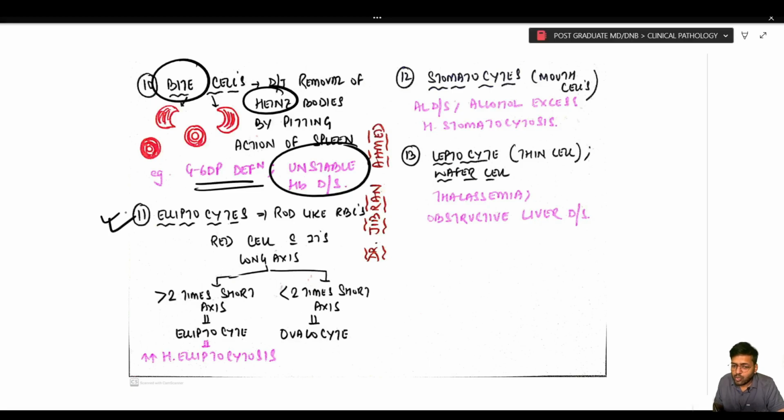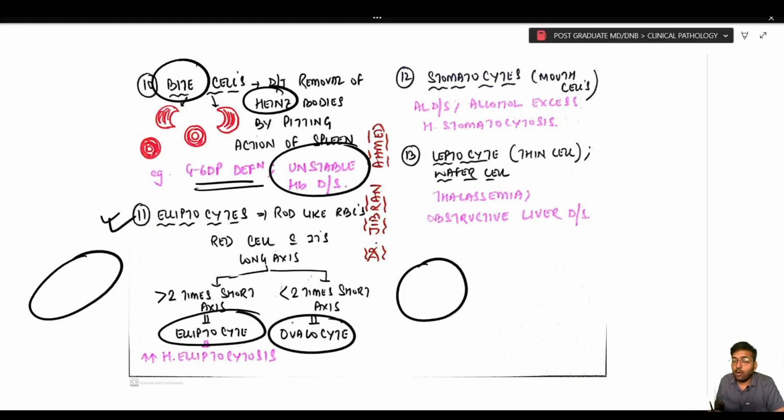Then we have the elliptocyte. These are rod-like RBCs, red cells with the long axis more than 2 times the short axis, like this, called an elliptocyte. If it is less than 2 times the short axis, then they are called ovalocytes. A very commonly asked exam question is: what is the difference between elliptocyte and ovalocyte? Elliptocytes are classically a feature of hereditary elliptocytosis.